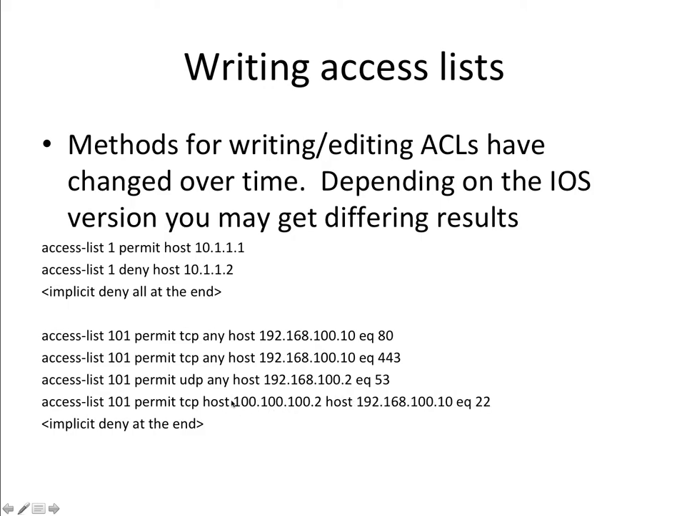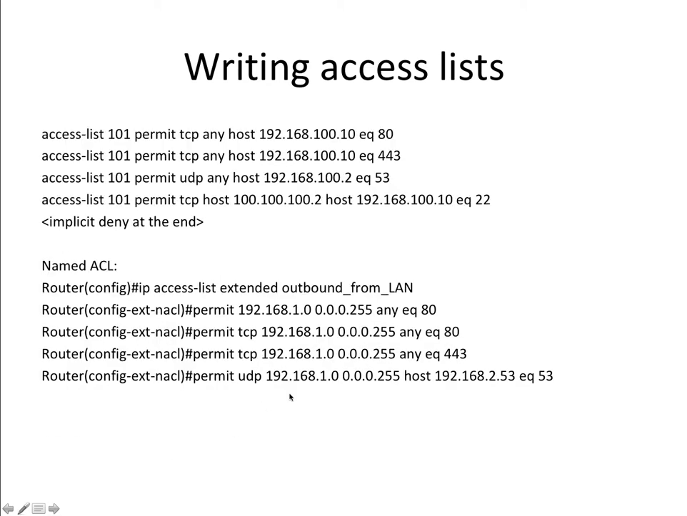This is what an access list might look like if you're trying to control traffic coming into your network to let your web server work, and to be able to manage your server remotely from this one particular host. Then we have the implicit deny at the end, so anything that wasn't permitted will get dropped.